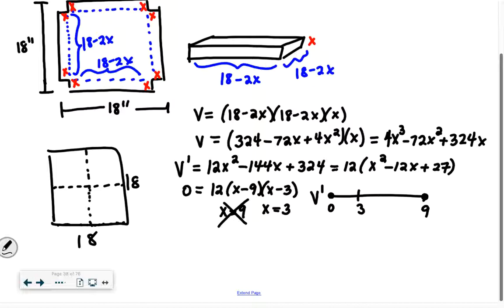So now we just got to plug into v prime and make sure that we're trying to get the maximum, right? So we want v prime to be positive and then negative. So that means the volume is increasing and then decreasing, right? So if I plug in like 1 into here, I get 12 times negative times negative, which is positive. And if I try 4, I get 12 times negative times positive, which is a negative, right? And remember, they don't grade that, so you would have to write v prime is greater than 0 on 0 to 3. V prime is less than 0 on 3 to 9. So we would say there is a max when I cut out a 3 by 3 square.